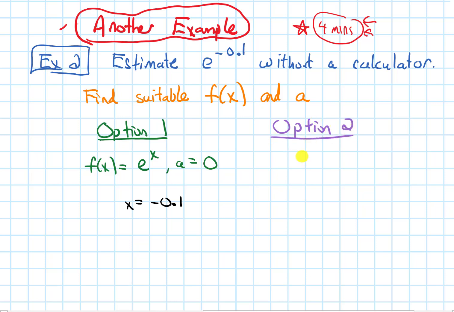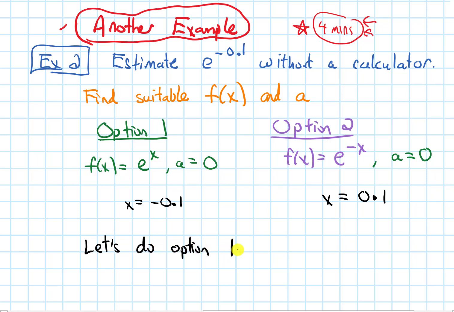The other natural option would be to let our function f of x be e to the negative x. If it was e to the negative x, then the x value I would be plugging in is positive 0.1. And the nice value of a that I can plug in close to this is still going to be 0, because I know what e to the 0 is. It's just 1. So let's do option 1, but both will work just fine.